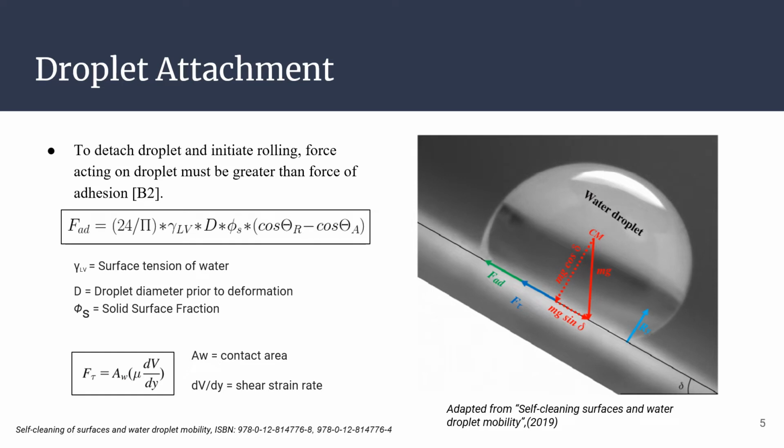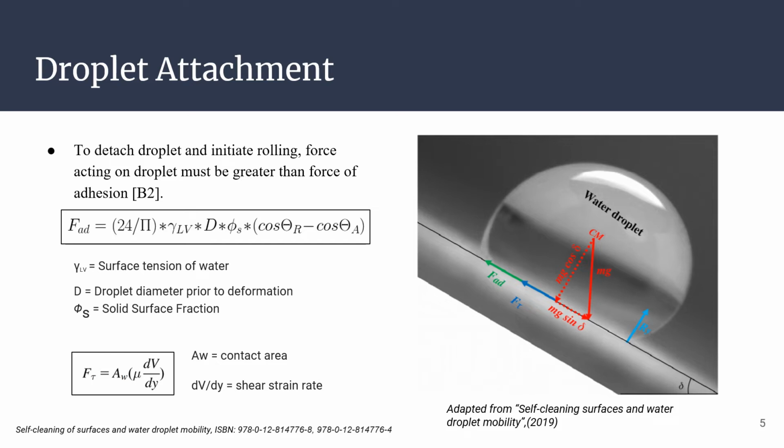These equations show how the force of adhesion and the shear force are calculated and which factors will affect each term. First, let's look at the force of adhesion, which is a function of the liquid surface energy, the droplet diameter prior to deformation, the solid surface fraction, and the contact angle hysteresis. Minimizing the force of adhesion means that the droplets will detach more easily and begin rolling or sliding, which is beneficial for a self-cleaning surface. There are two main things we'd like to control from a surface engineering perspective to achieve this: the solid surface fraction and the contact angle hysteresis. For superhydrophobic surfaces, these terms are obviously low, which is why they perform very well.